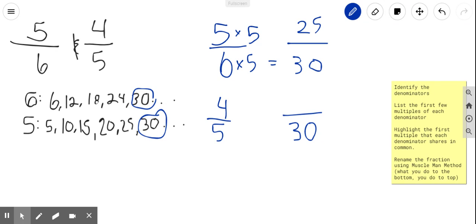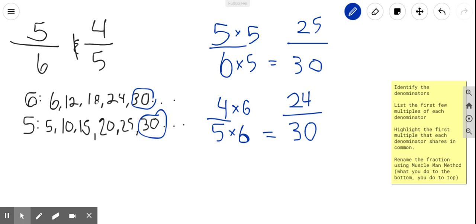And now let's look here. 5 times what number gave me 30? I'm going to look back at my list. I'm going to count 1, 2, 3, 4, 5, 6. 5 times 6 is equal to 30. So I'm going to do 4 times 6, which I know is 24.